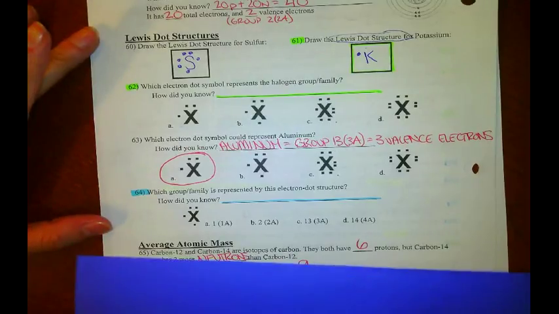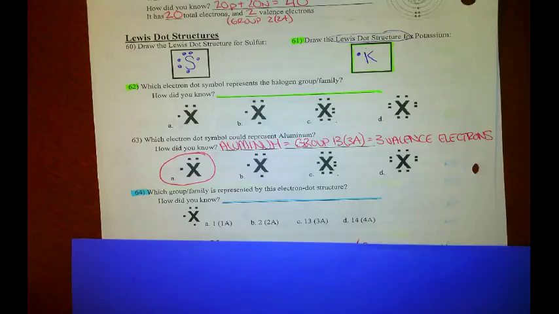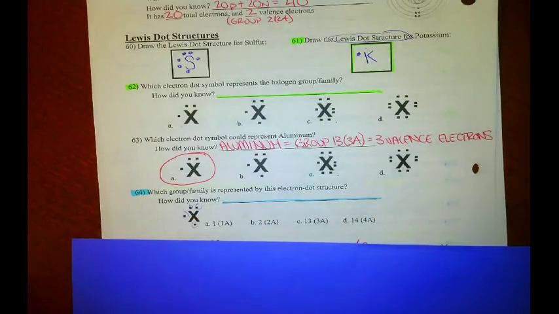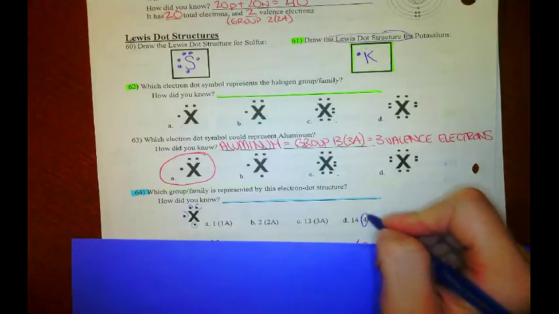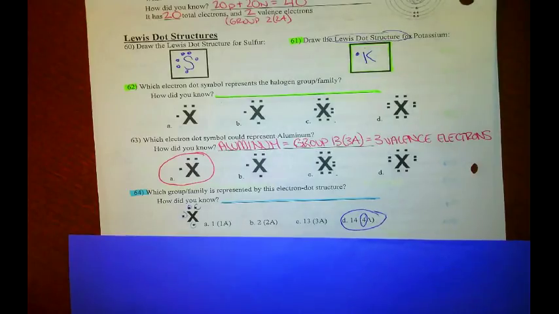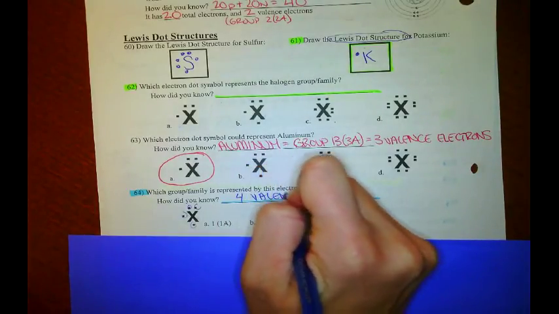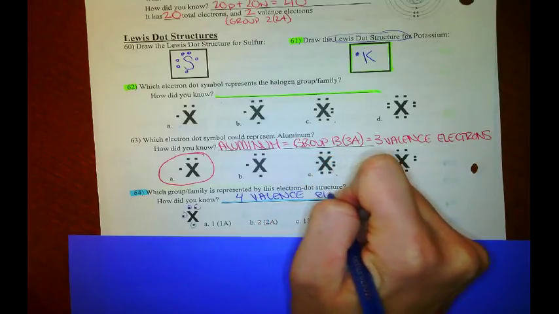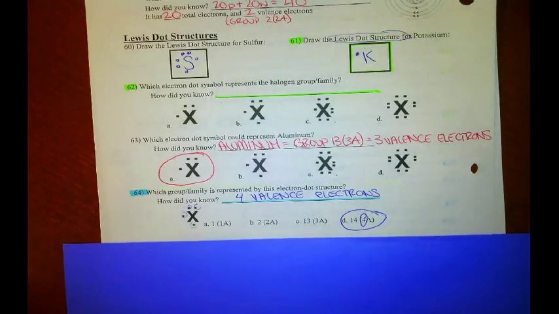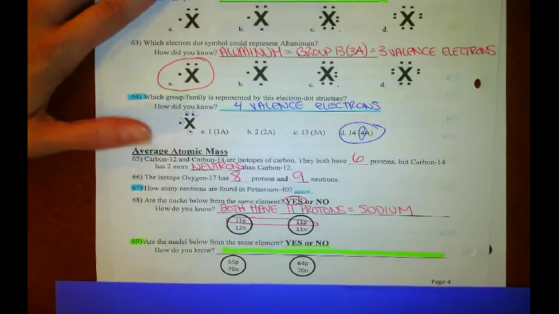Okay, 64 says, which group or family is represented by this dot structure? All we care about are the valence electrons. So that's 1, 2, 3, 4 valence electrons, which means it's group 4A. How did I know? Because there's 4 valence electrons. You could have said because there's 4 dots. That's great.